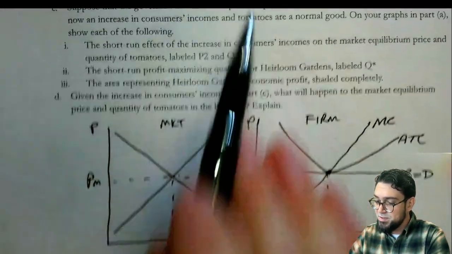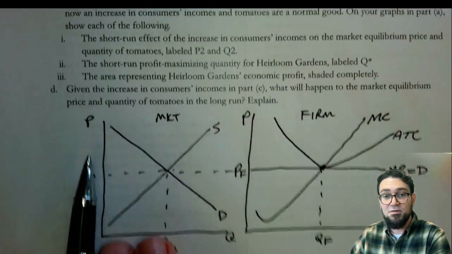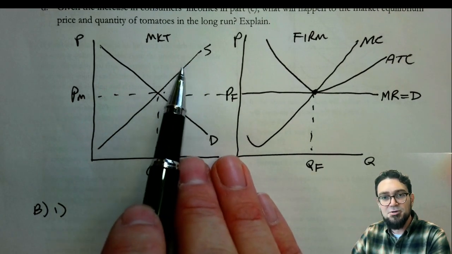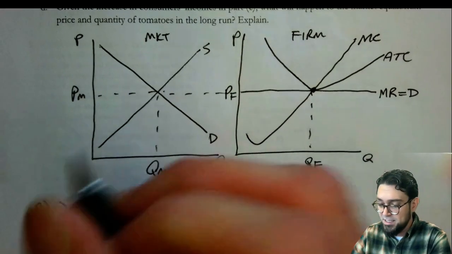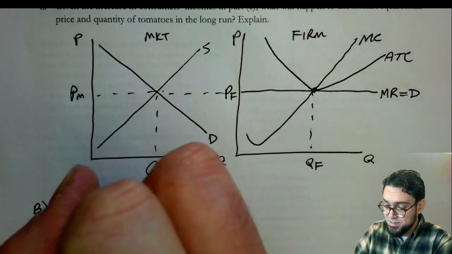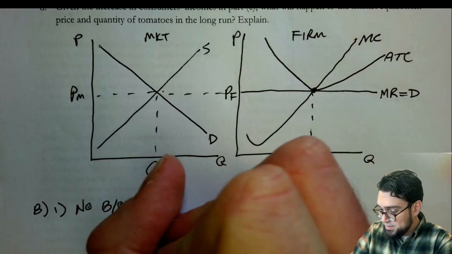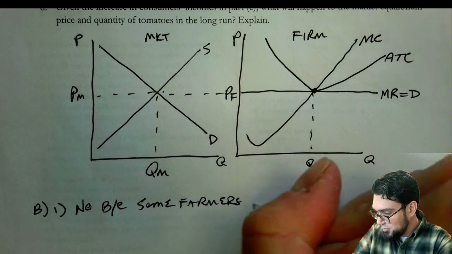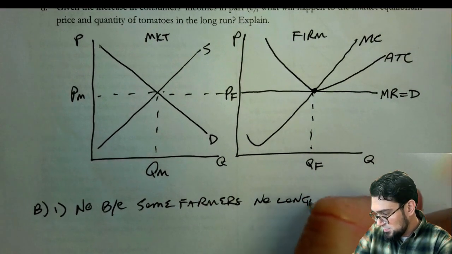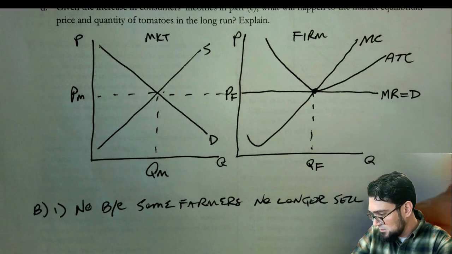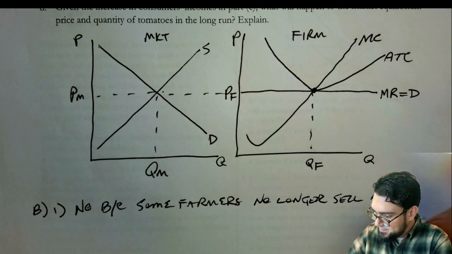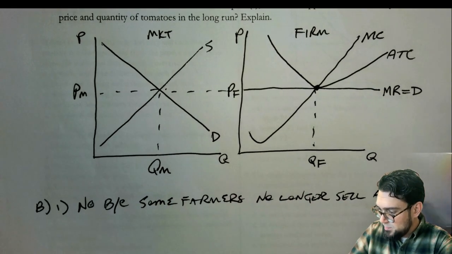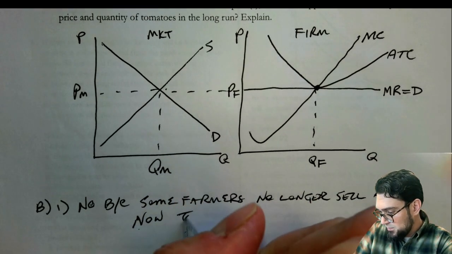And the question was that there's a binding price floor in the market for tomatoes. Will it benefit all the farmers? Well, we know that if there's a price floor, it's going to go straight across here. It's going to cause there to be a greater quantity supplied and a lower quantity demanded. And that's actually going to reduce the number of transactions. So we're going to say no, because some farmers no longer sell at QM.